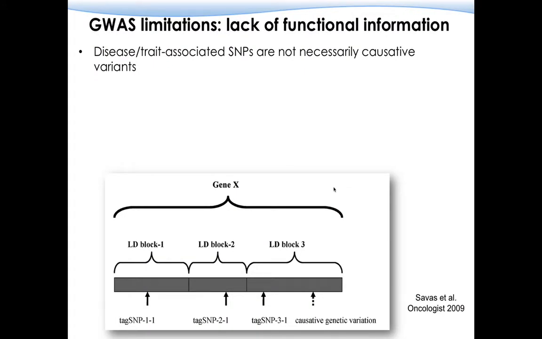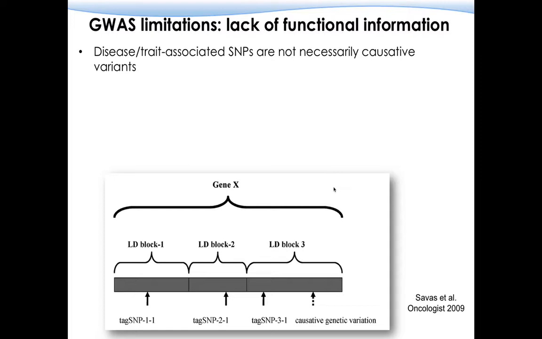Now let's talk about the limitations of GWAS. The disease and trait associated SNPs are not necessarily causative variants. Just because a SNP is associated with a phenotype doesn't mean this SNP caused that phenotype. Does that make sense? The reason for that is the so-called LD blocks.